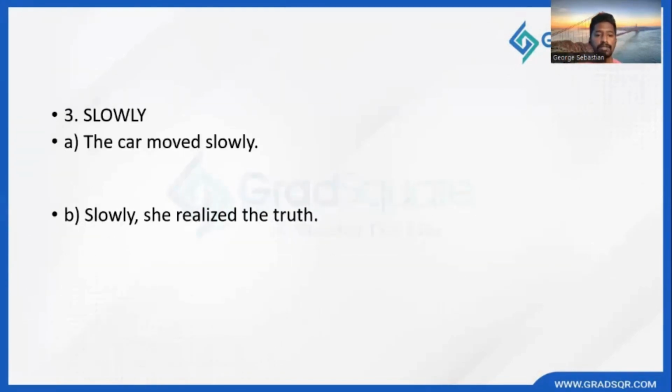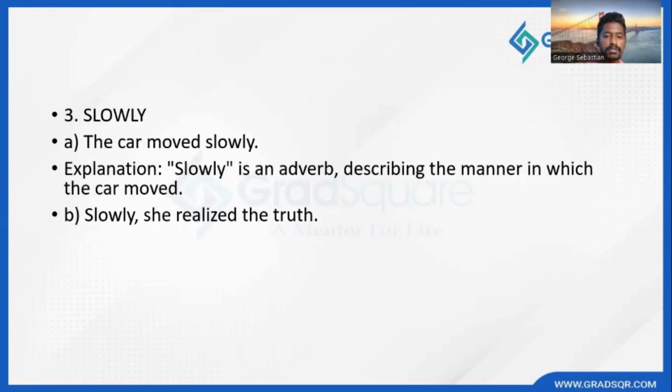And next up, we have the word slowly. The first sentence is, the car moved slowly. So how did the car move? It moved slowly. So it becomes an adverb. It describes the manner in which the car moved. So it becomes an adverb.